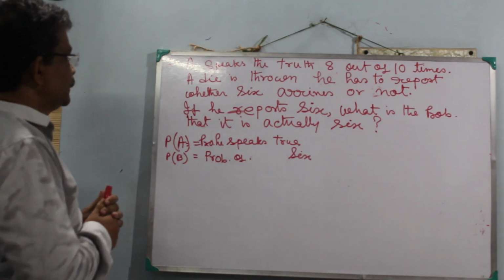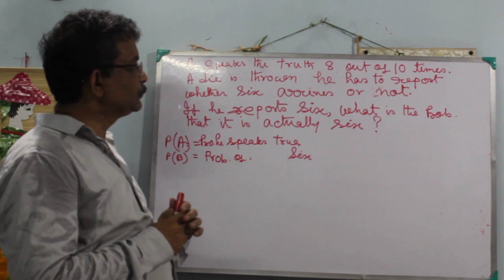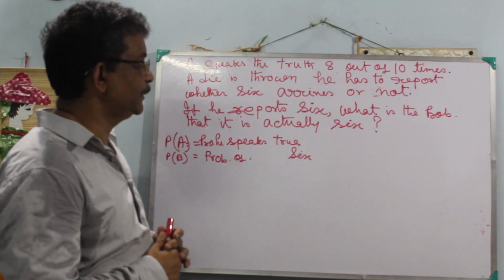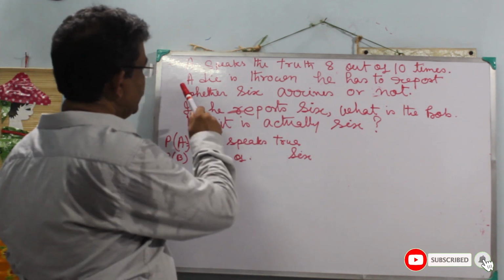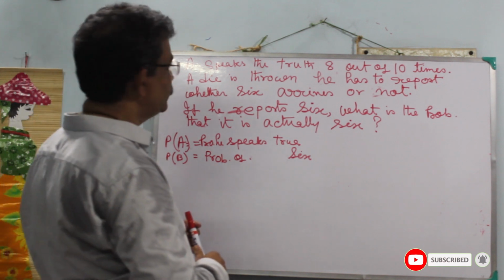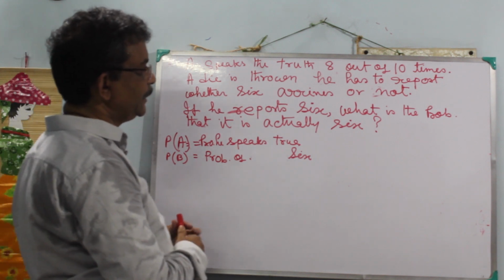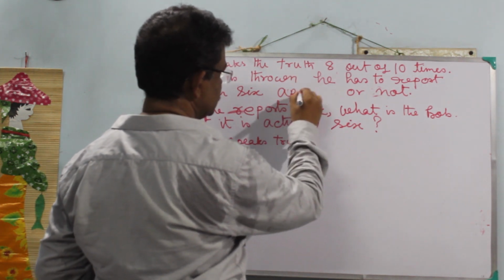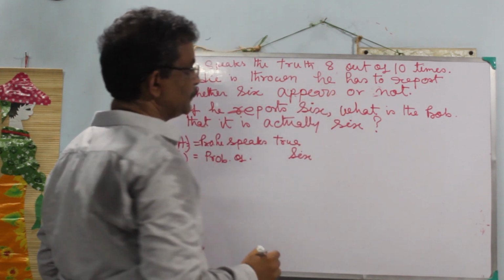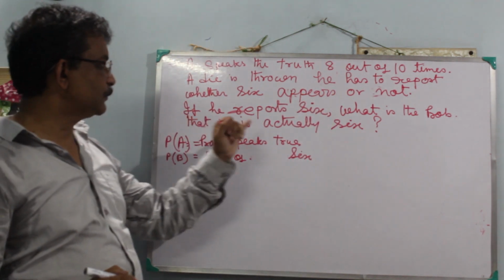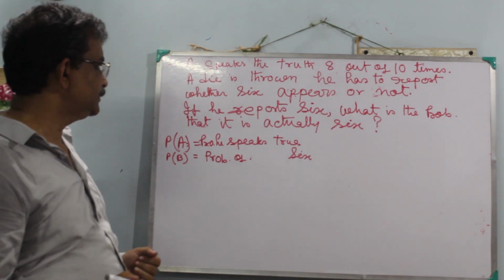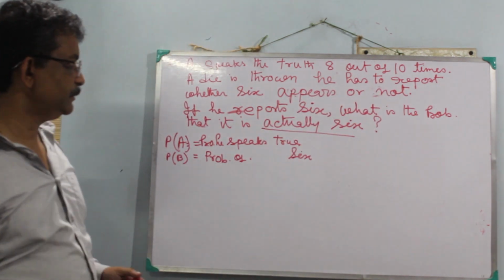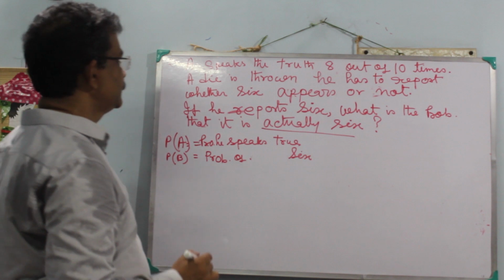Second problem. A speaks truth 8 out of 10 times. Out of 10 he speaks true 8 times and 2 times false. He says false. A die is thrown. He has to report whether 6 appears or not. If he reports 6, what is the probability that it is actually 6? You read the question twice, 3 times.